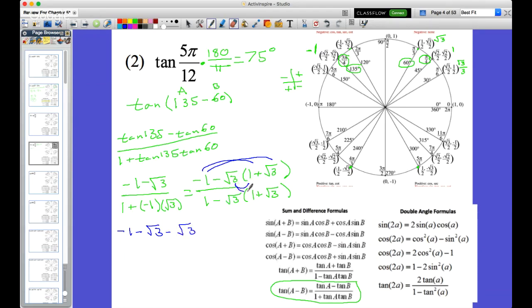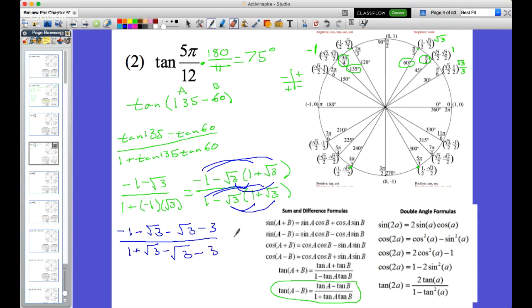Now when you multiply a negative root 3 times a root 3, that becomes negative root 9, which eventually simplifies down to negative 3. Now that we did the numerator, let's do the denominator. 1 times 1 will give us 1, times that root 3, and then we'll get negative root 3 times 1, and then the root 3 times root 3 to get negative 3 again.